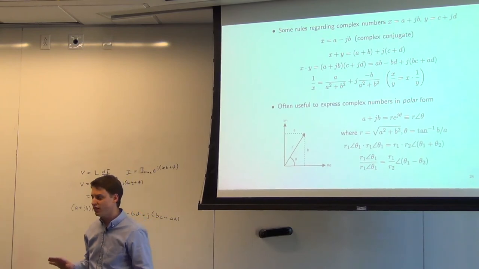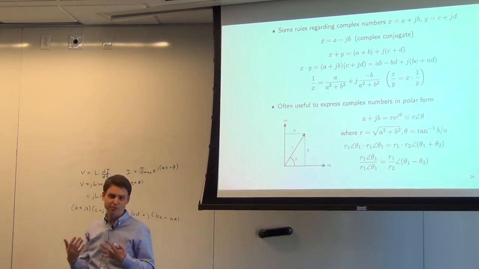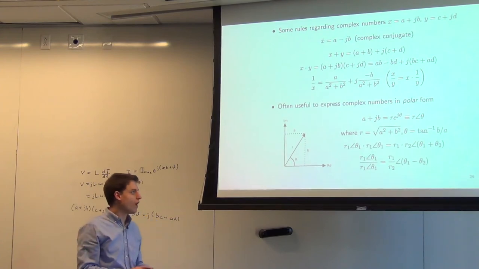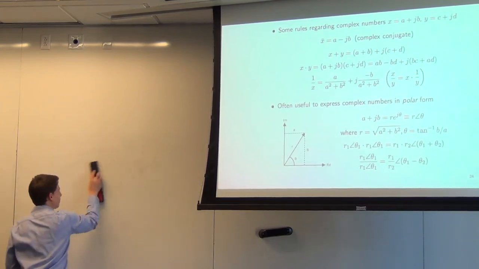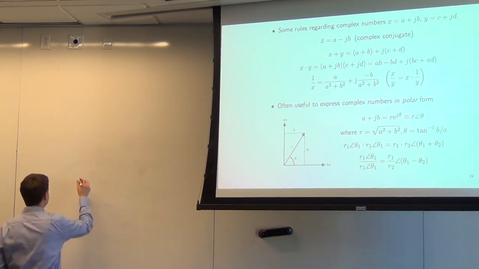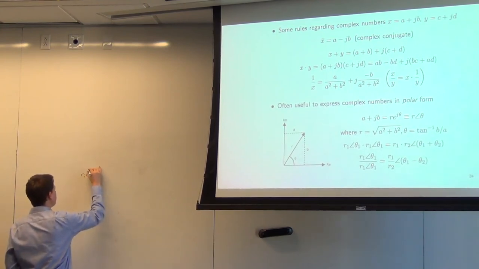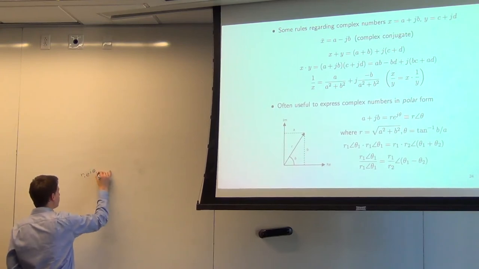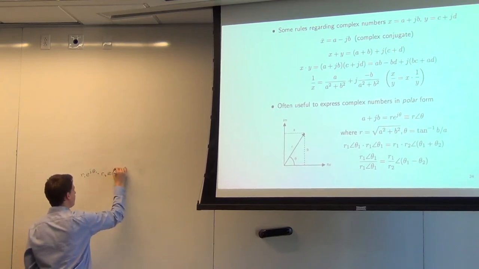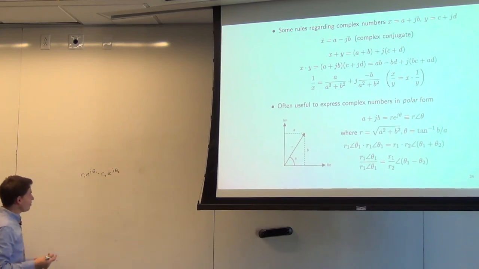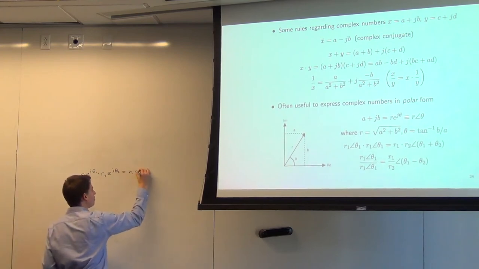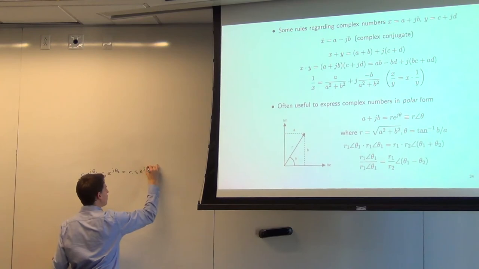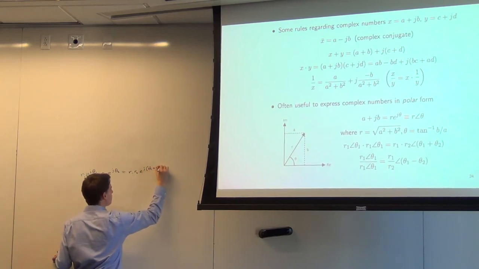And this actually follows exactly the rules of exponentiation, for example. I'll write this in exponential form just to make it a little clearer why this may be the case. R1 e to the j theta 1 times R2 e to the j theta 2. Well, in exponentiation, to multiply two exponentials, you just add their exponents, right? So this would just be equal to R1 times R2 e to the j of theta 1 plus theta 2.